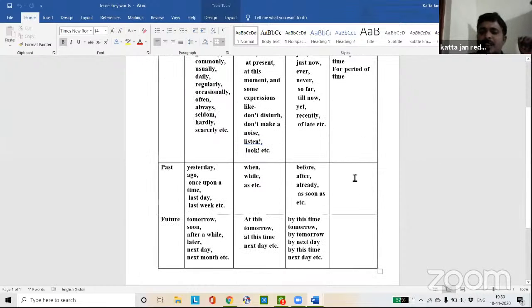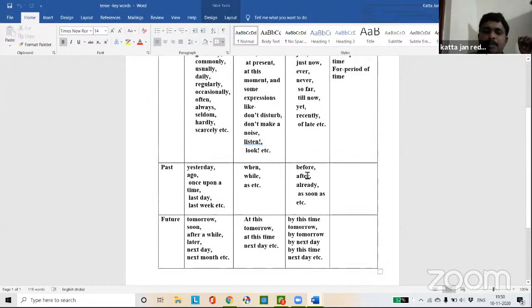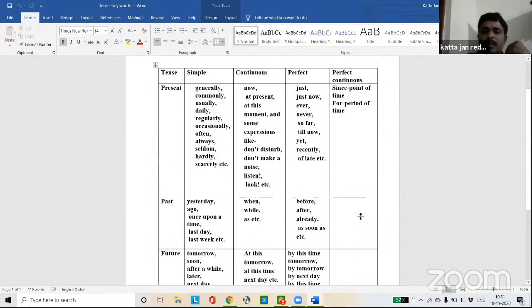Past perfect continuous: of course we don't have any keywords for this, but it is based on either past perfect or past continuous. Simple future: tomorrow, soon, after a while, later, next day, next month, next week, next year, and so on. Future continuous: at this time tomorrow, at this time next day. Future perfect: by this time tomorrow, by this time next day, by this time next morning, and so on. In future perfect continuous, you don't have any keywords, as we discussed already. So try to keep all these things in mind.